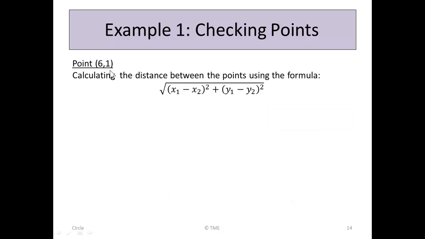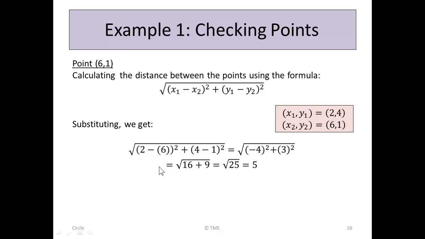We now turn to the third point, the point (6, 1), and we use exactly the same formula as before. Our points here are (2, 4) for the centre of the circle and (6, 1), the new point of interest. In this case, x1 minus x2 is 2 minus 6, and the y values are 4 minus 1. So we get minus 4 squared plus 3 squared, or the square root of 16 plus 9, or the square root of 25, or 5.